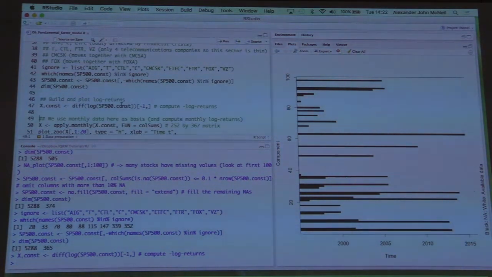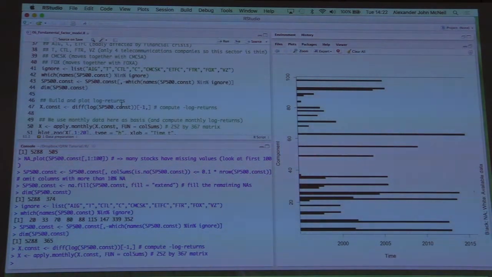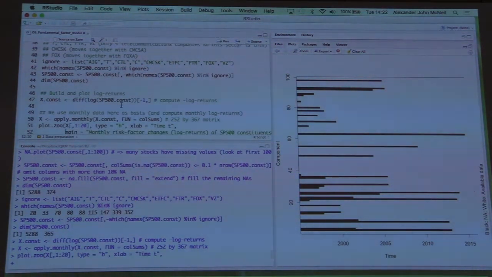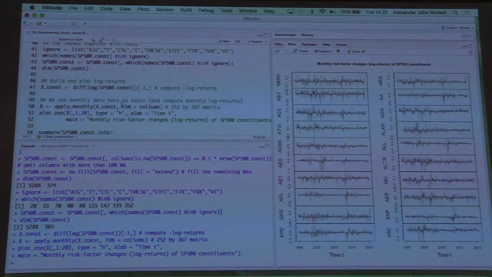We'll plot them shortly. First, I will turn the daily log returns into monthly. So I'll take monthly data, and I'll plot the first 20. Okay, so that's now the first 20 of these stocks here. You may see certain tickers that you recognize, but yes, these are monthly log returns for the first 20 out of 365.